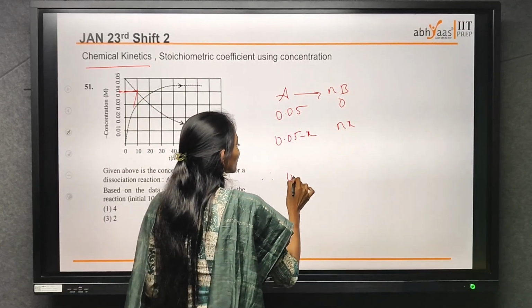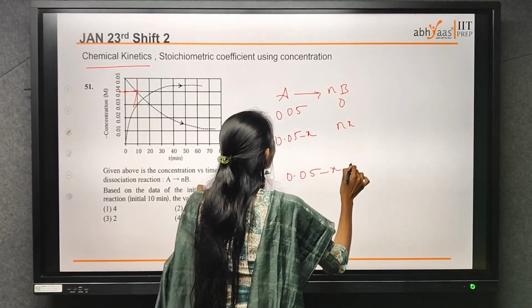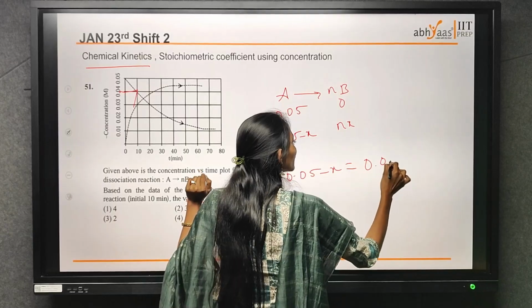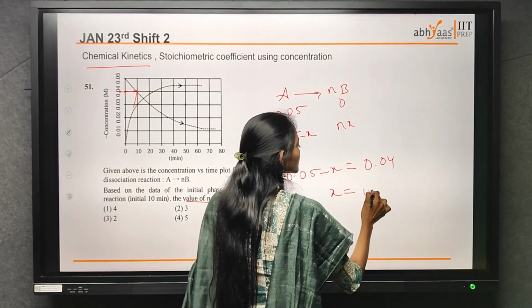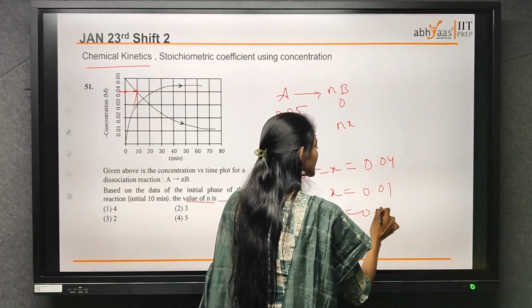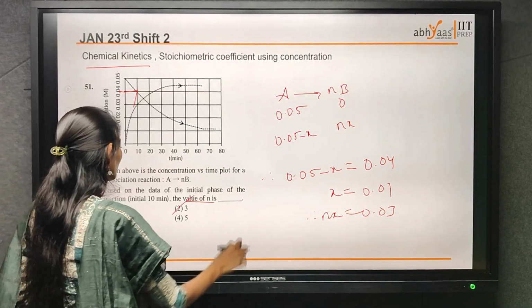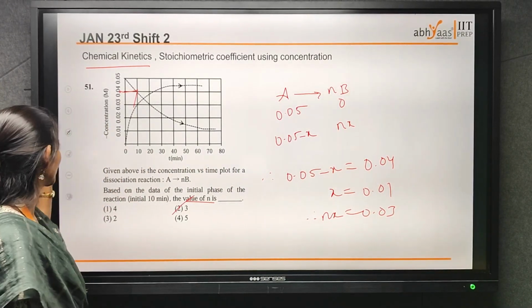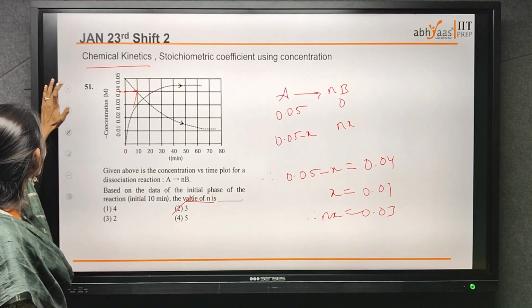Therefore, 0.05 minus x is equal to, at final we are having 0.4. Therefore, x is equal to 0.01. Therefore, nx will be how much here? 0.03. Hence, the answer will be 2. Not that much tricky a question. It is a moderate one. Moving on to the next question.